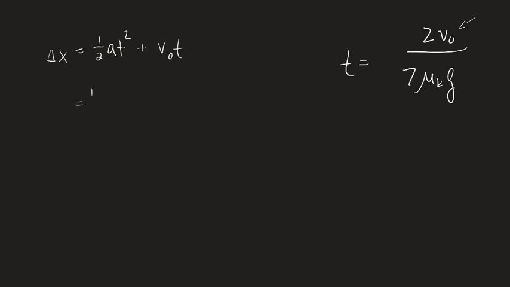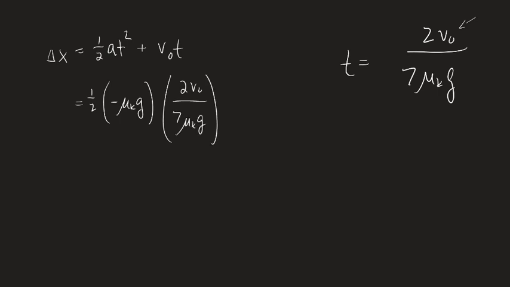But we will have to find a from earlier. That was negative mu k times g. And t is 2 v naught over 7 mu k g, quantity squared, plus, Mr. Shelton, v naught times, you've got to be kidding me, 2 v naught over 7 mu k g. If you submitted this as your answer, I would laugh at you. Because I would say, come on, you can do it. Be better.